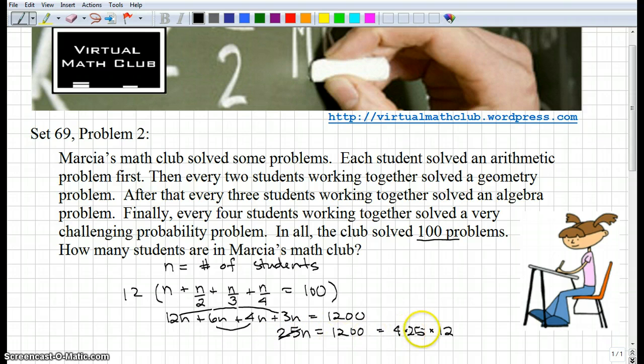So we have a factor of 25 on both sides. I'll just cross them out. So I'm just dividing both sides by 25. So we get n is equal to 4 times 12, which is 48. So that means there are 48 students in Marcia's math club.